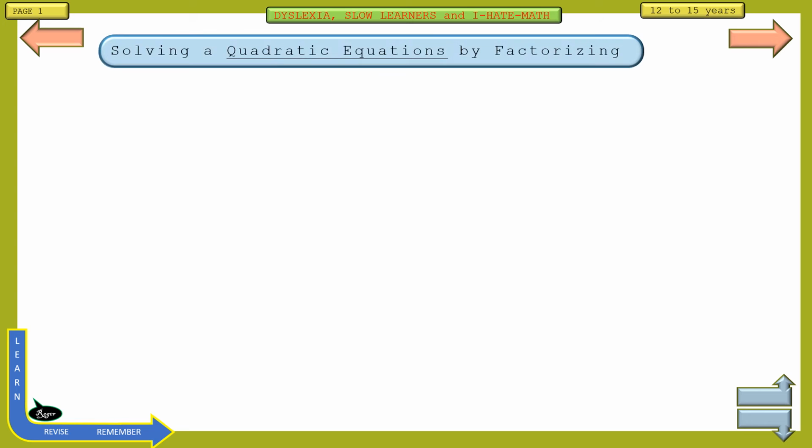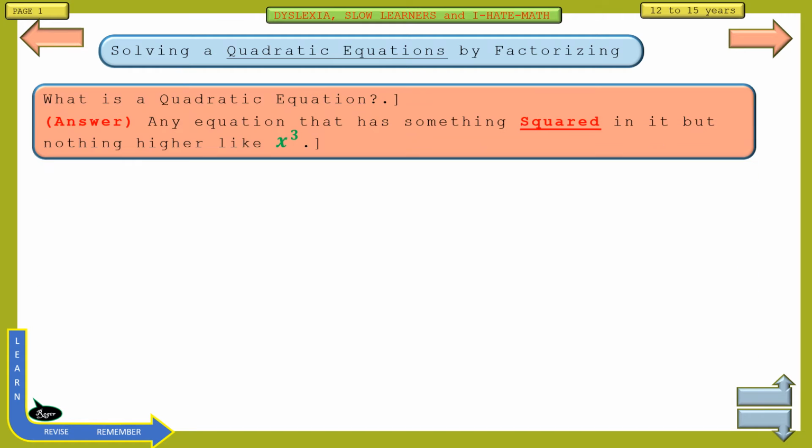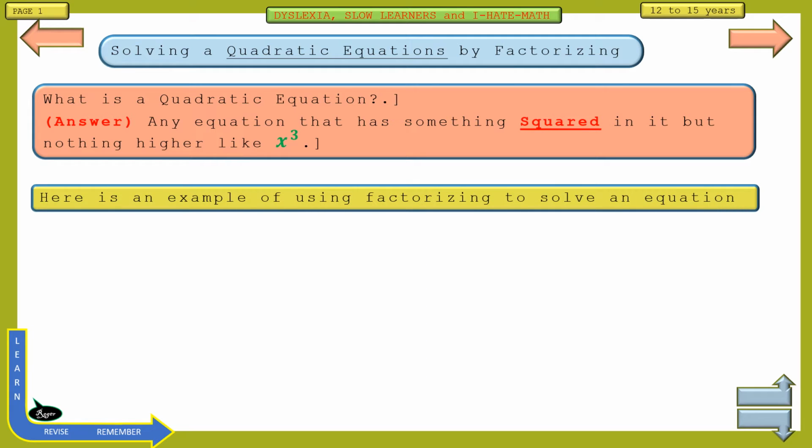We now come to solving quadratic equations by factorizing. So, what is a quadratic equation? Answer: any equation that has something squared in it, but nothing higher, like x cubed or x to the fourth. Here is an example of factorizing to solve an equation.